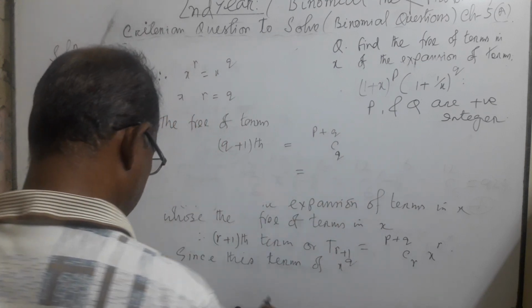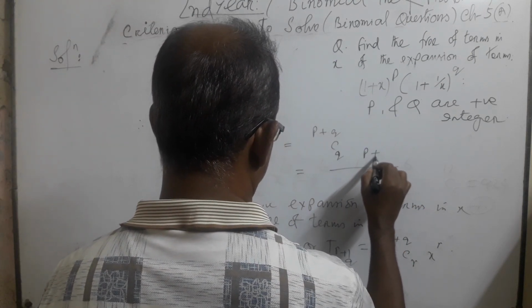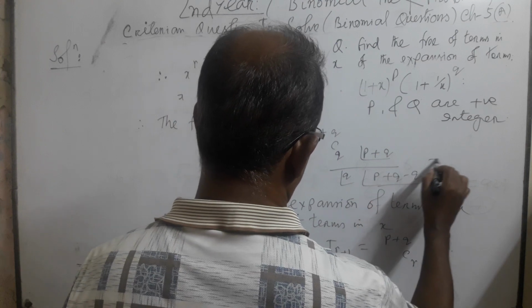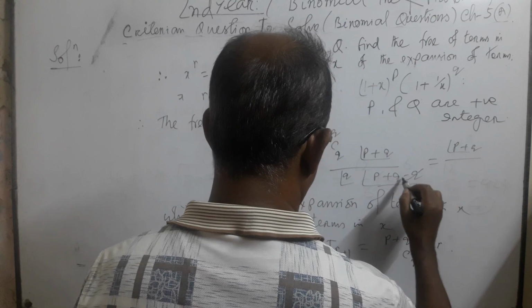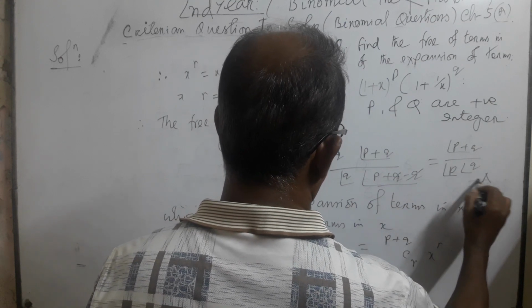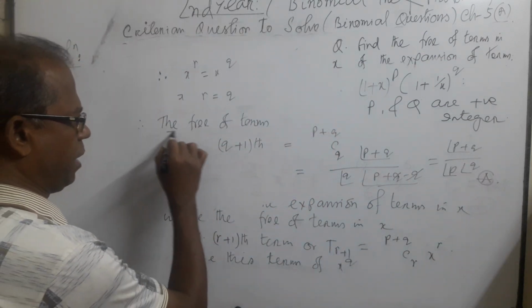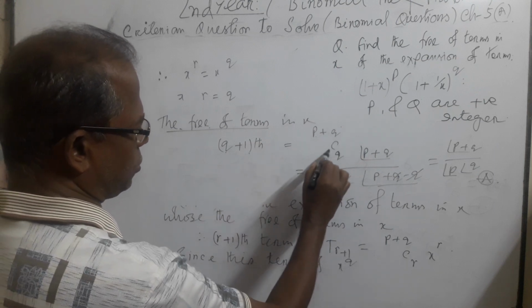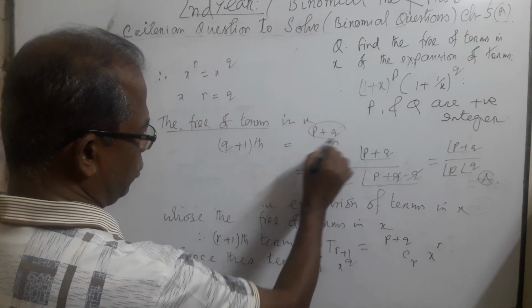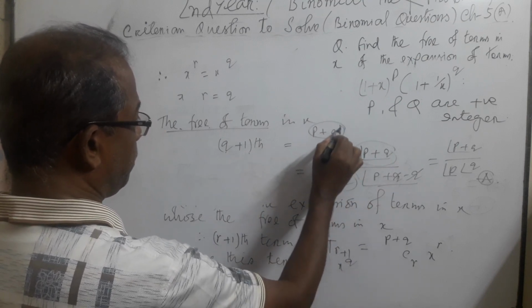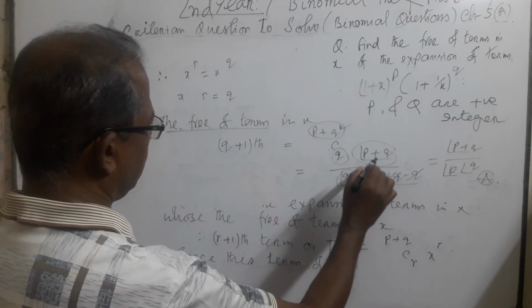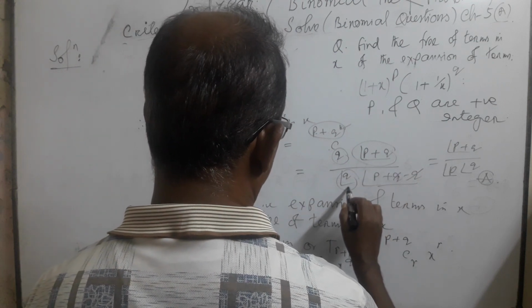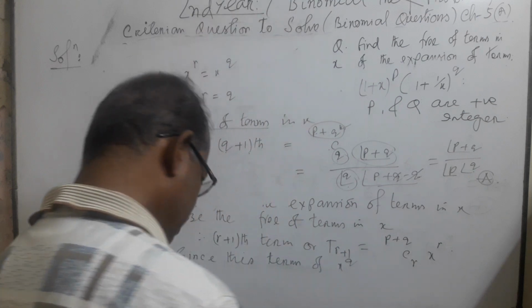You have to make this clear. (p plus q) factorial divided by q factorial times (p plus q minus q) factorial equals (p plus q) factorial divided by p factorial and q factorial. This is the result. The free term in x, the (q plus 1)th term, equals p plus q C q, which is (p plus q) factorial divided by p factorial q factorial.